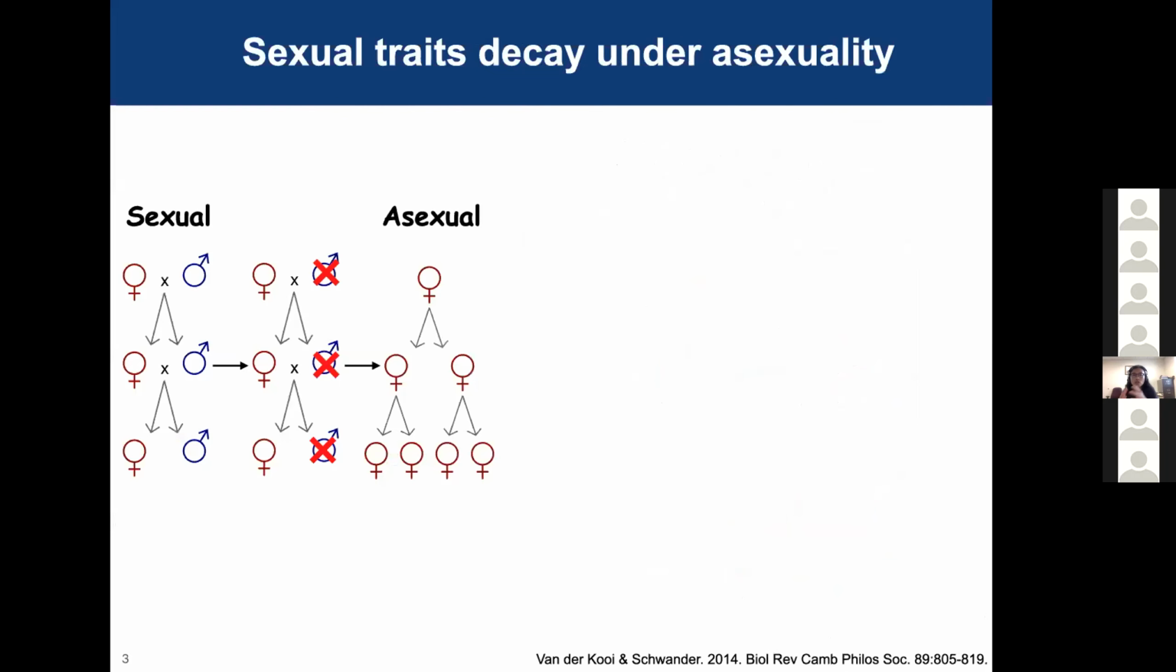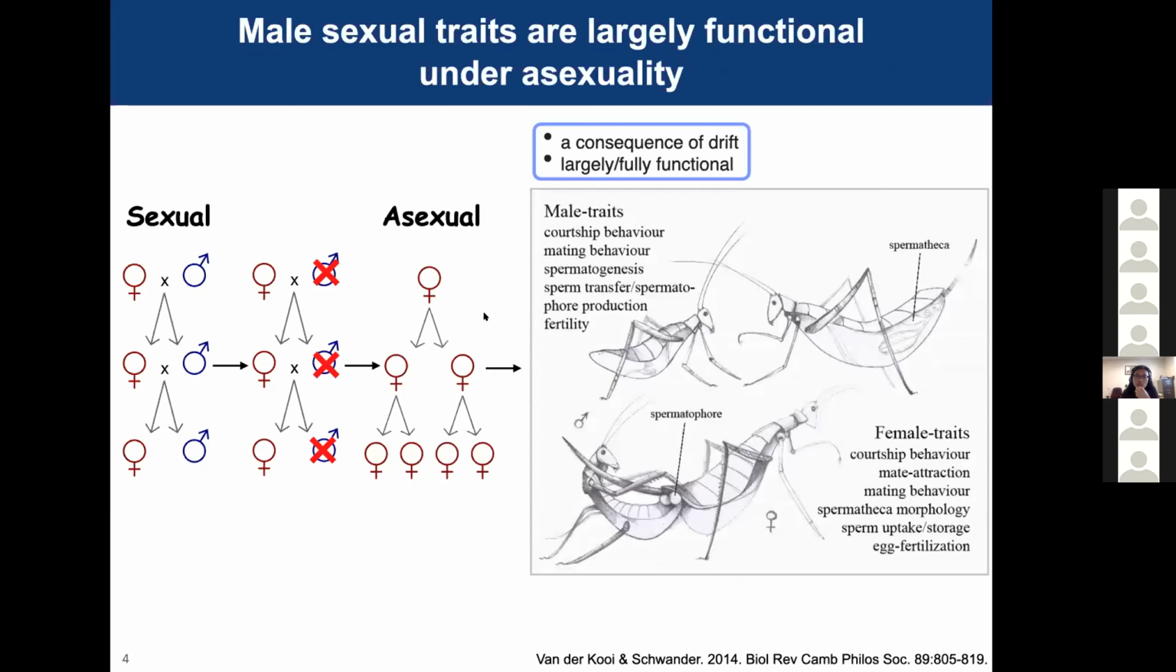Similarly, we can expect that sexual traits may decay following the transition from sexual to asexual reproduction, as Tanya also gave a brilliant introduction on. The selective pressure changes. Males are no longer produced, and males are not exposed to selection under asexual reproduction. So for male sexual traits, which are no longer exposed to selection, if they decay, they may decay as a consequence of drift.